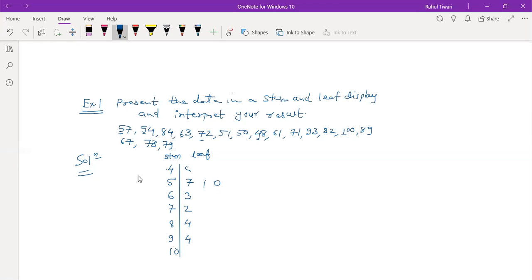61. So in 6, 3 is there, beside it write 1. 71, write down 1 here. 93, so write 3 down here. 100, write down 0 here. 89, 9 is there. 67, 67. 78, somewhere here. 79, somewhere here.